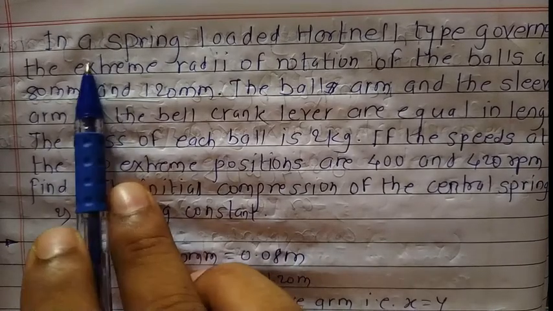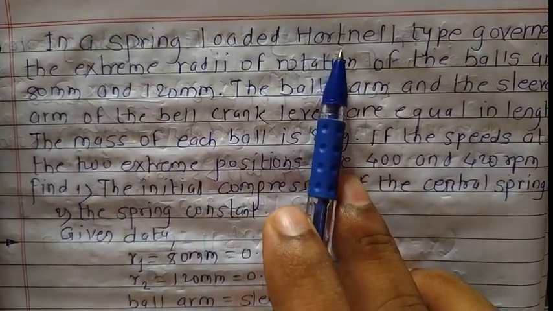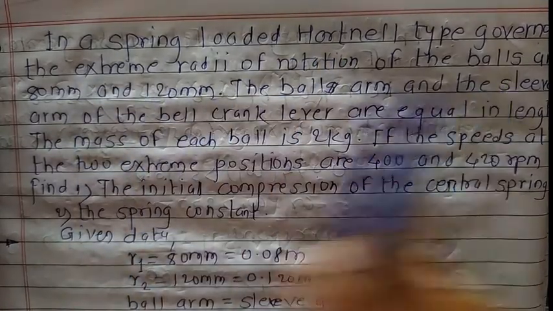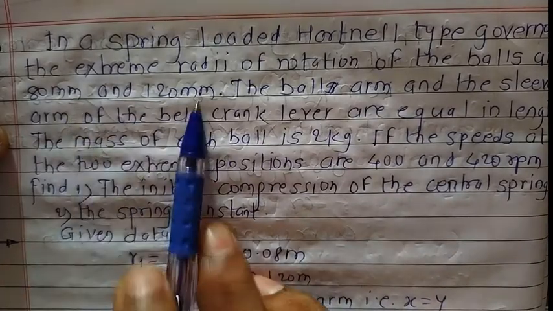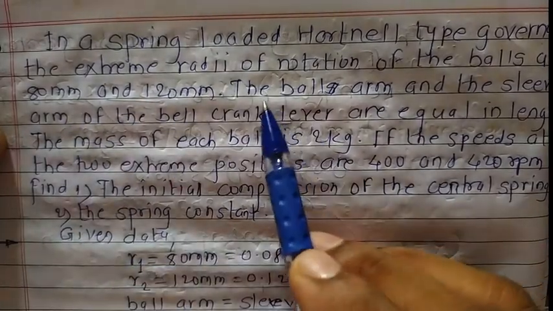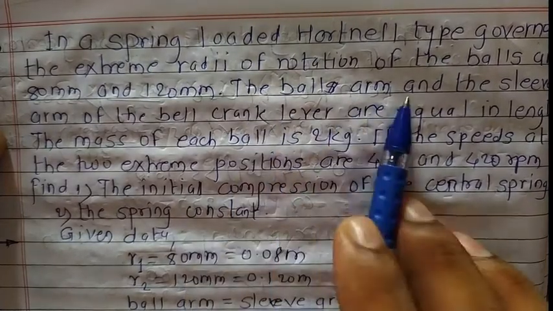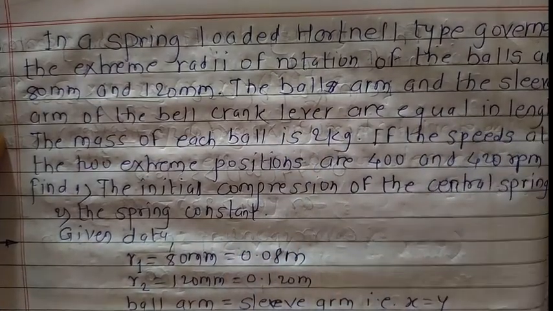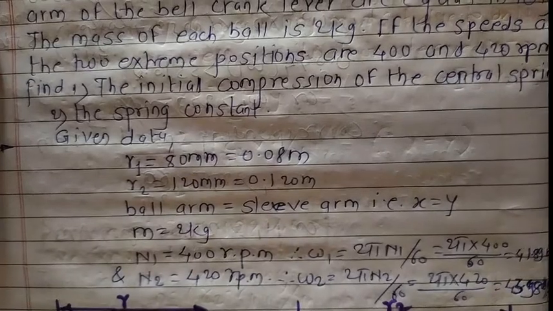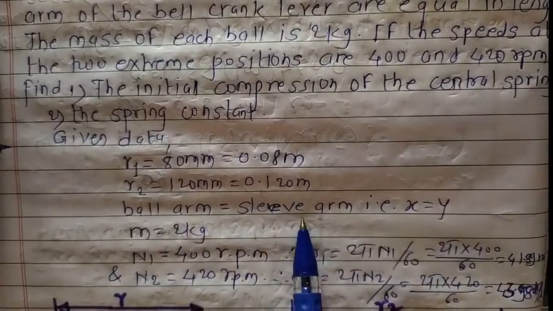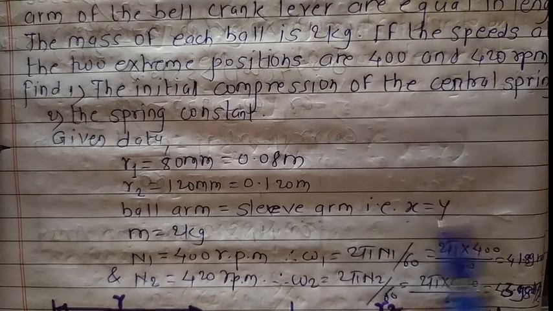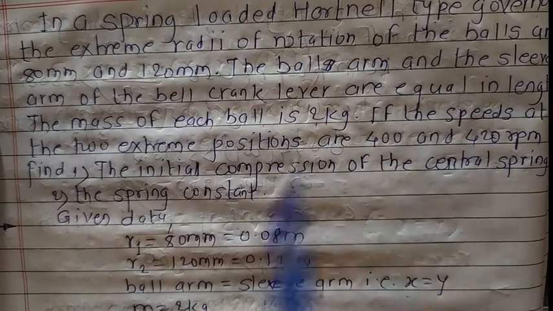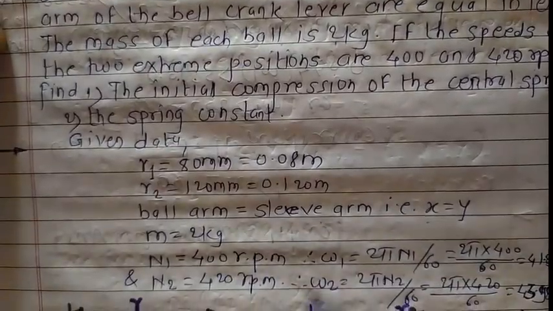Now read this problem carefully and see what is the given data. In this case the extreme radii of rotation, that is R1 and R2, are given. In the next sentence, the ball arm and the sleeve arm of the bell crank lever are equal in length. Means here you can write this way: ball arm equals sleeve arm, that is x equals y. In the next sentence the mass of each ball is given as 2 kg. So the value of small m with us is 2 kg.